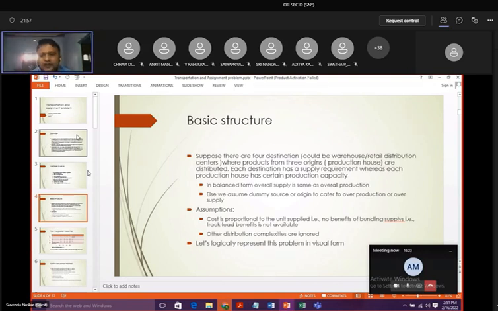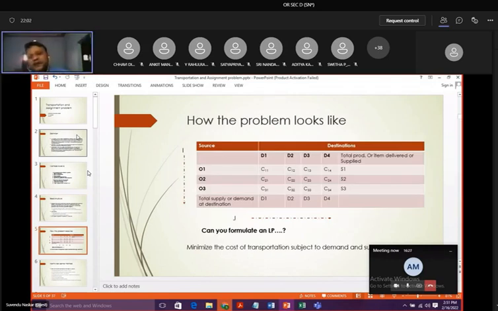So let's try to represent this logically. The same problem, for destinations D1, D2, D3, D4. When you go through the book, these may be called warehouses or termed something else, but essentially these are the four final destinations. O1, O2, O3 are my origins, from where the item is delivered.